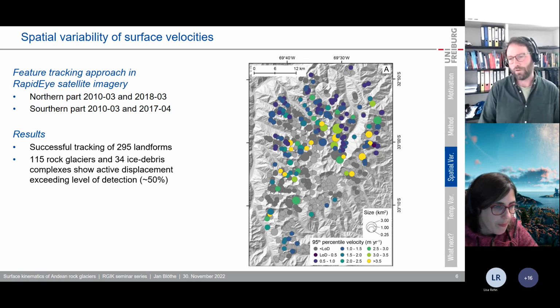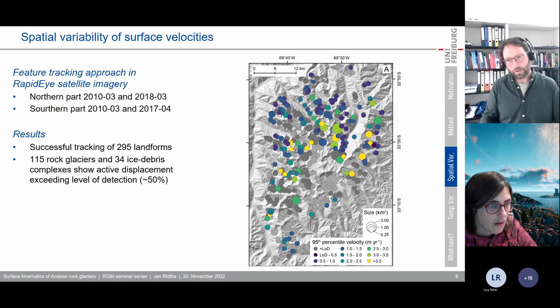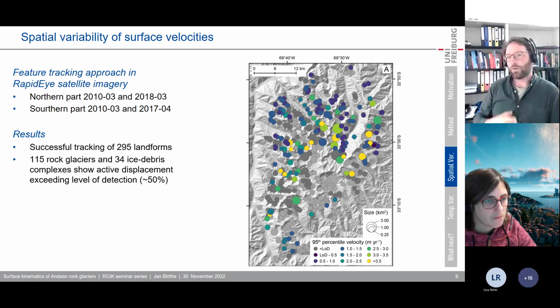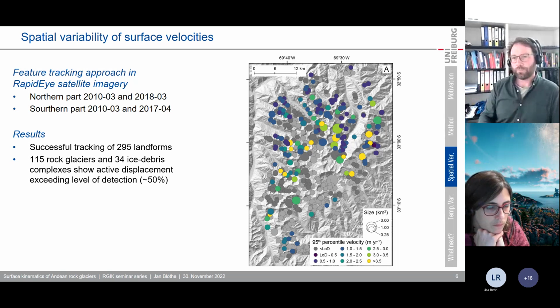Our level of detection is quite high, because image quality also plays a large role here. We cannot resolve displacements below, let's say, 20 to 40 centimeters, depending on the location. So roughly 50% of the features that we were looking at in this study exceed this threshold.